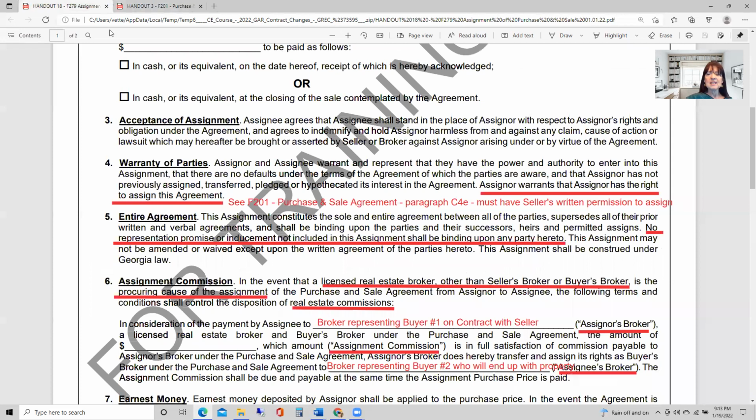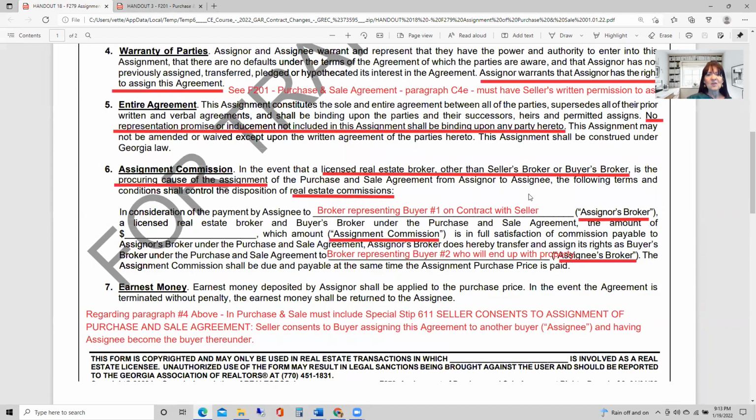So the assignor or the investor buyer must have the seller's permission to assign the contract in order to even enter into this agreement. And that's what that references. And I'll get to a brand new 2022 special stipulation that you need to include in the contract. And then it goes on to say that this assignment agreement, this document right here, is the sole and entire agreement, and there are no other representations or inducements that are not spelled out and agreed to in writing on this document.